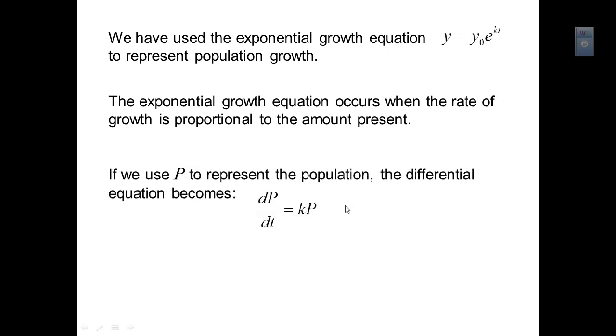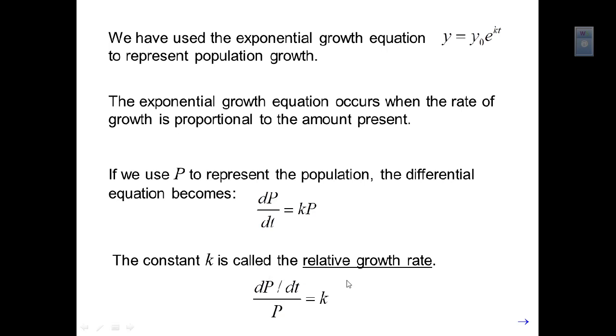Now, if we use P to represent the population, then the differential equation becomes the change in P with respect to T is equal to K times P. So the way P is changing with respect to time is dependent on some factor or some multiple of the actual population.